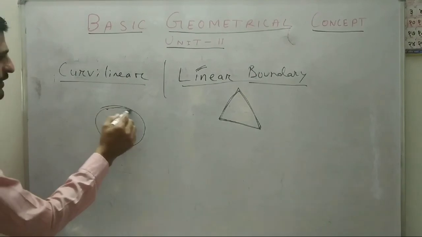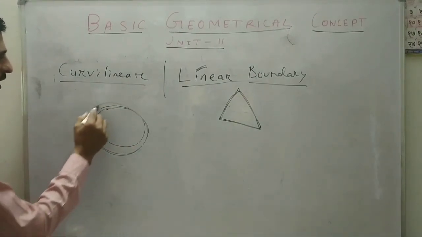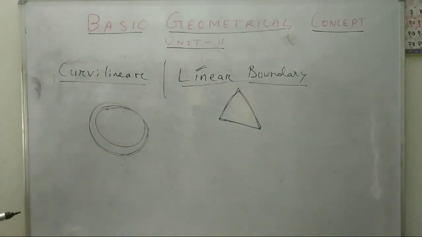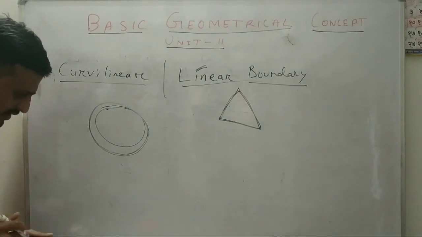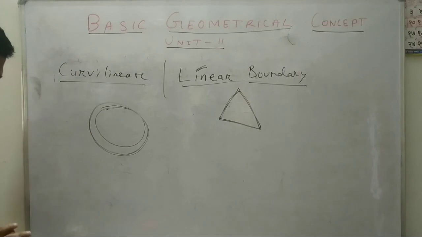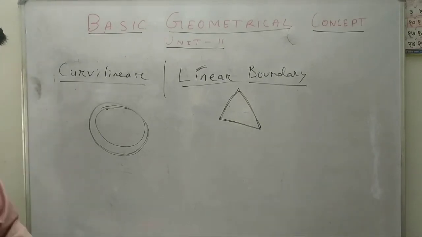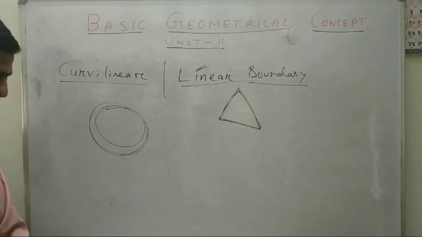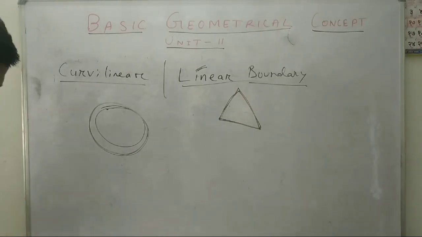It is curvilinear, meaning a curved boundary. So curvilinear means curved lines. A boundary containing only curved lines or surface is known as a curvilinear boundary. And linear means straight lines. So a boundary containing only line segments or straight lines is known as a linear boundary.